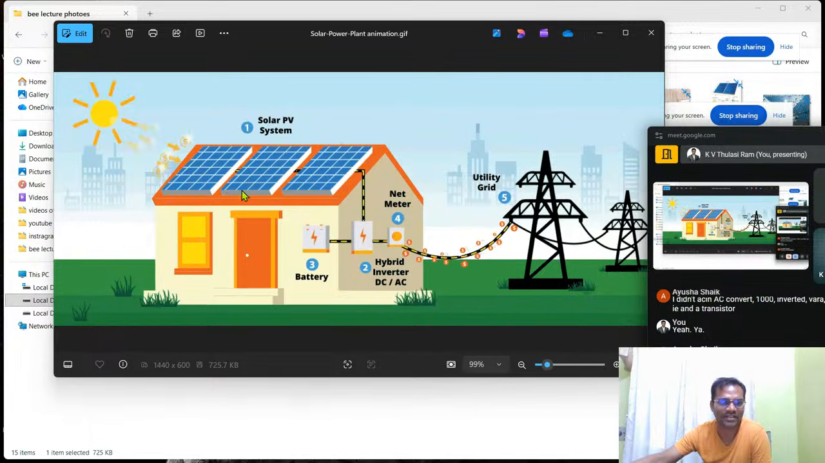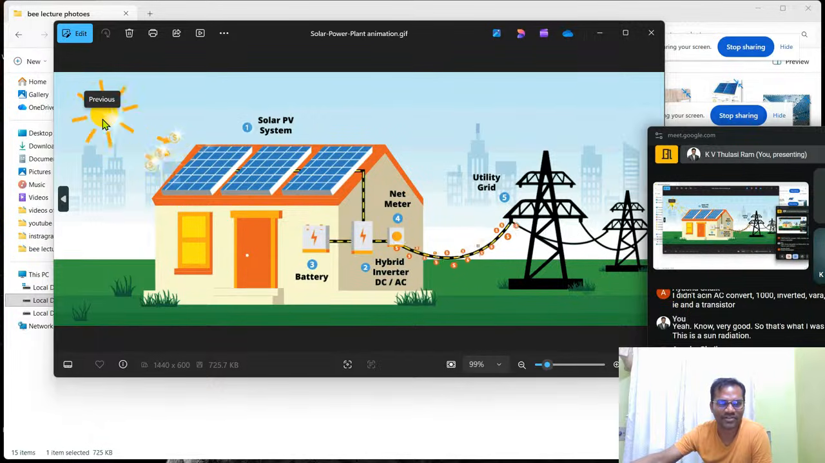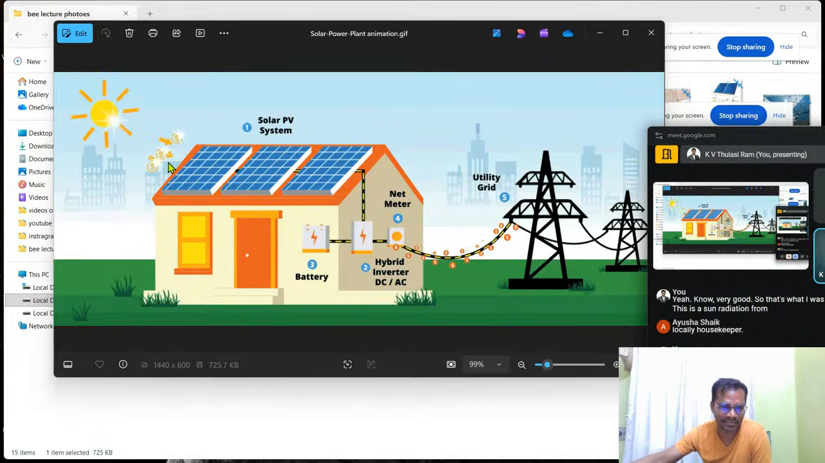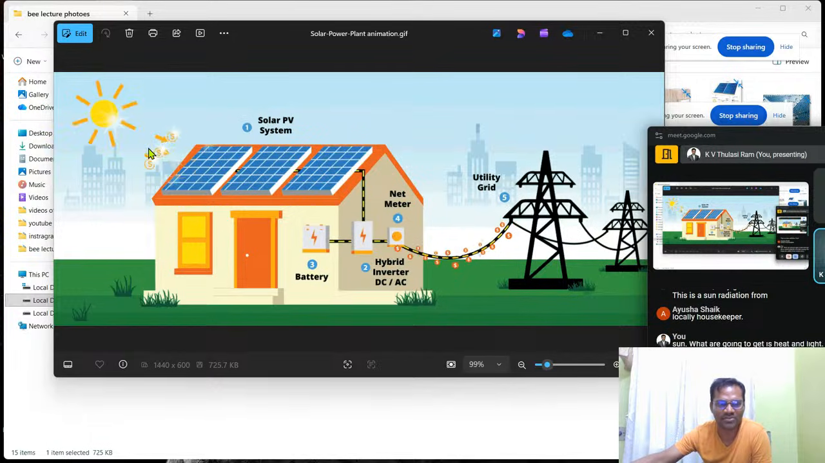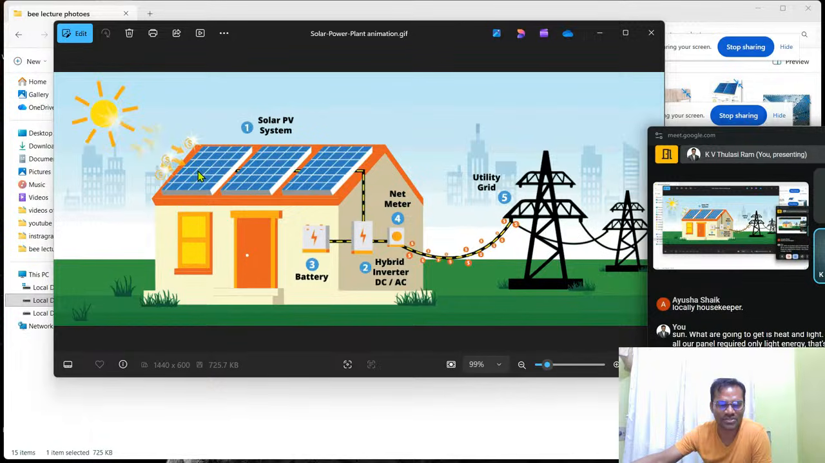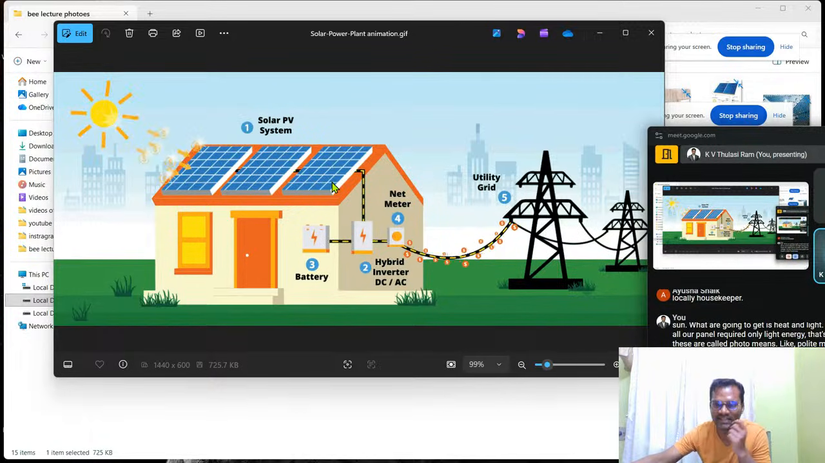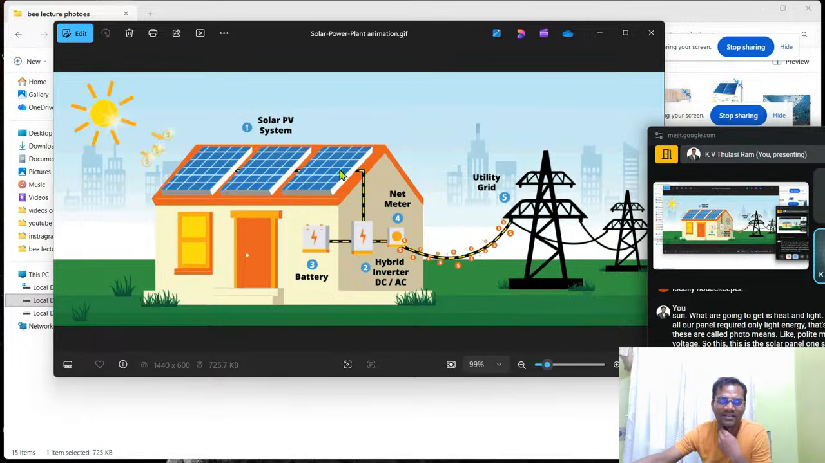Very good. So that's what I was going to explain. This is sun radiation. From the sun, what you get is heat and light. But the solar panel requires only light energy. That's why these are called photovoltaic: photo means light, voltaic means voltage. So this is solar panel one, solar panel two, solar panel three. All these three are connected in series. Automatically, we get this DC supply, and this is nothing but our converter.